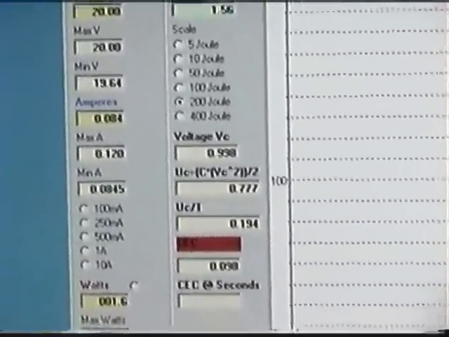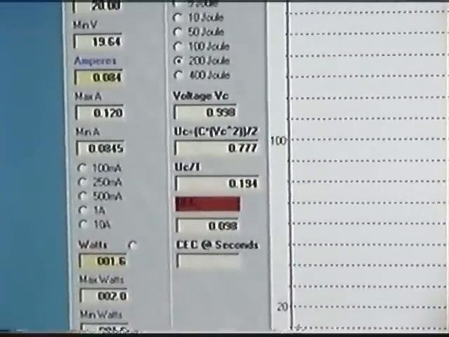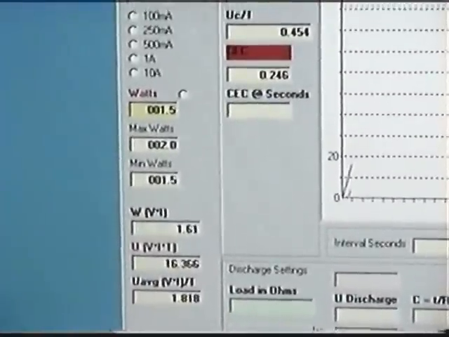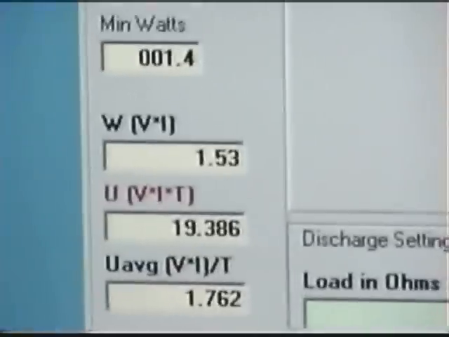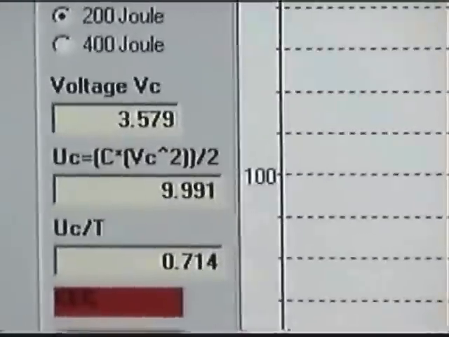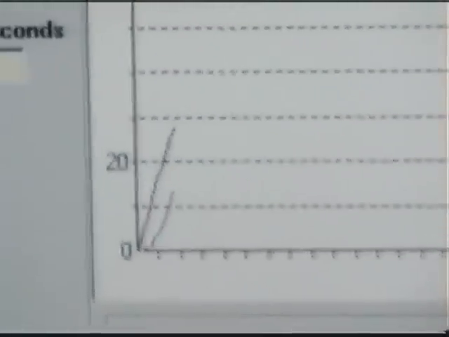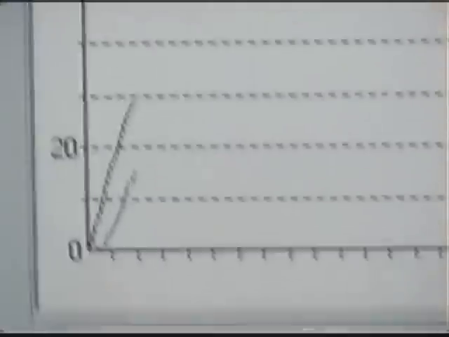Okay, we're seeing now that we're building up charge. That's the voltage on the capacitor. You can see the energy at 0.77. CEC is only about 24% at this point. We have 17 joules of energy we've consumed, 20 joules from the power supply. We have 9 joules on the capacitor at this point, and you can see the two graphs.